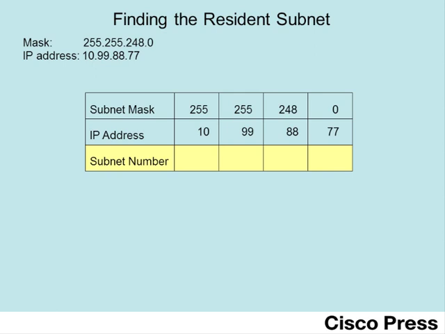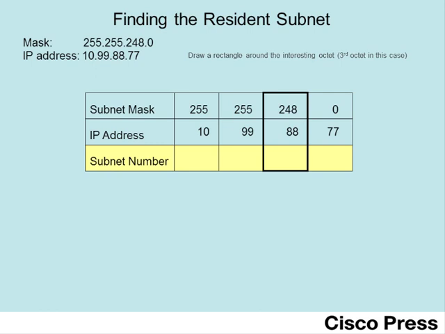The next step is to identify the interesting octet. That's the octet where the tougher math will happen, and that's the octet where the mask value is neither a 255 nor a 0, which in this case, of course, is the third octet. So to make sure it's obvious, we put a darker black box around that octet.